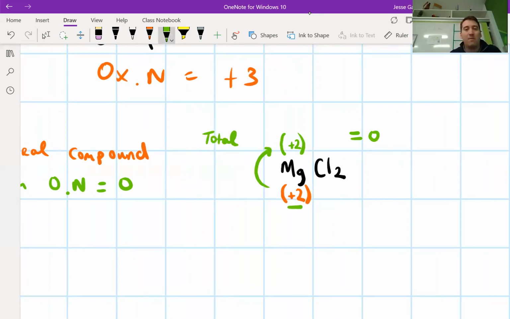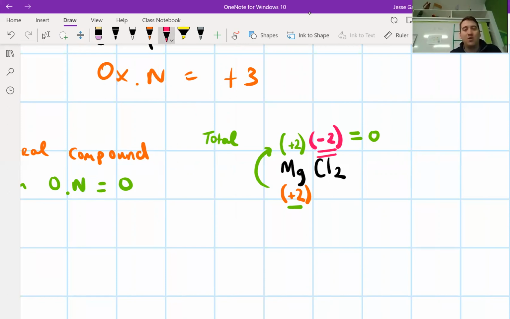So +2, how do I make +2 turn to 0? Well, if my magnesium is +2, to make this add up to 0, that means my chlorines altogether, the total, has to be -2. So up top, that is correct now: +2 minus 2 equals 0. But then what I need to do is find out what one chlorine would be, because when I'm writing the oxidation number down below, I'm talking about just one chlorine.